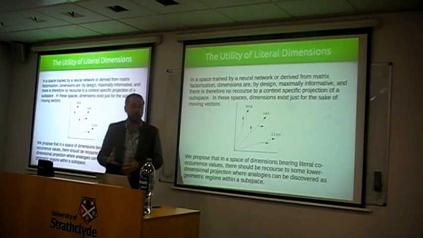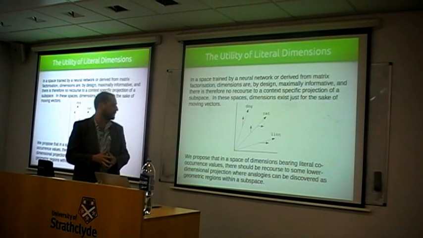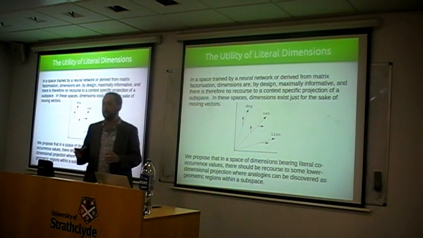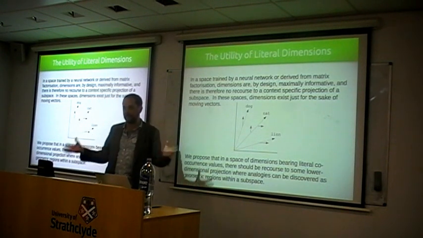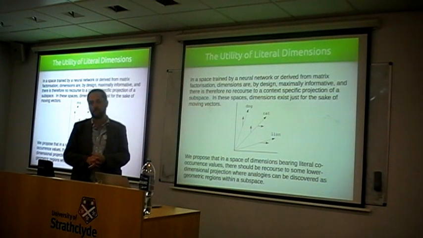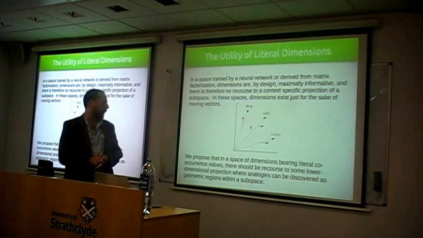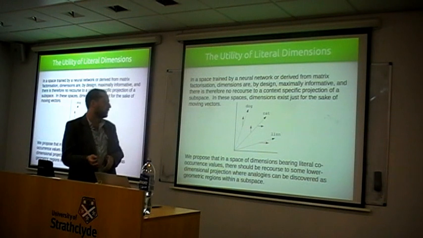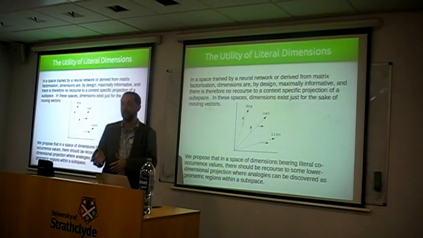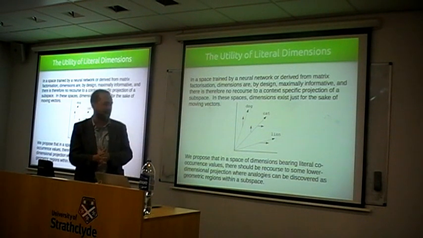So what we propose is that we can use a very sparse, big, so to speak, very high-dimensional distributional semantic space where we keep literal, what I'll call literal co-occurrence values, so co-occurrence values that tell us something statistically literal about the corpus from which we derive the word vectors.